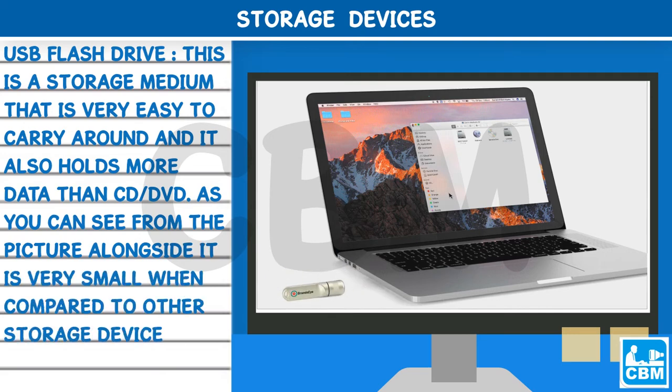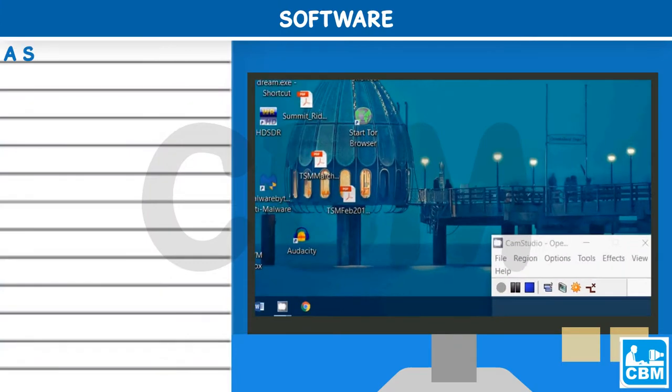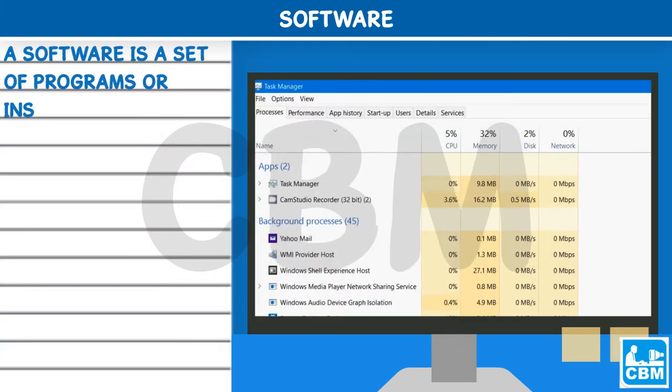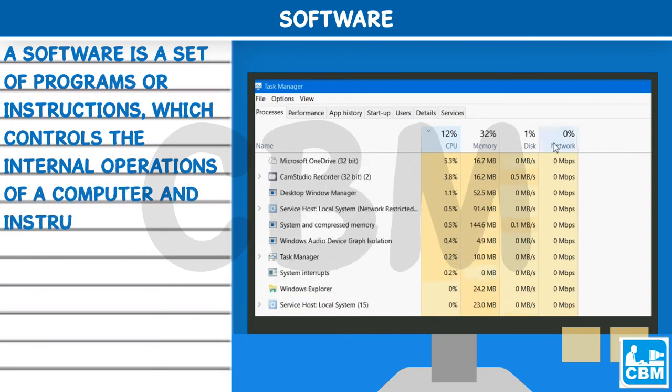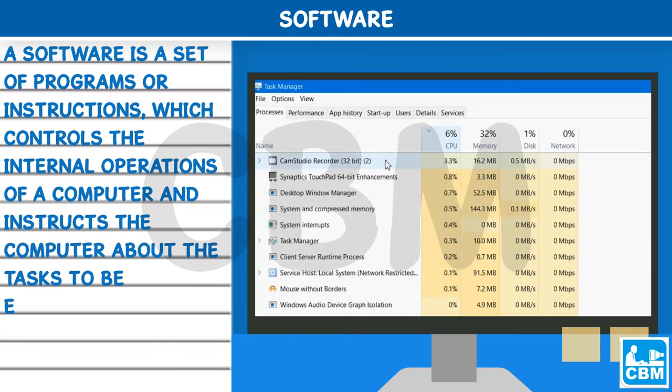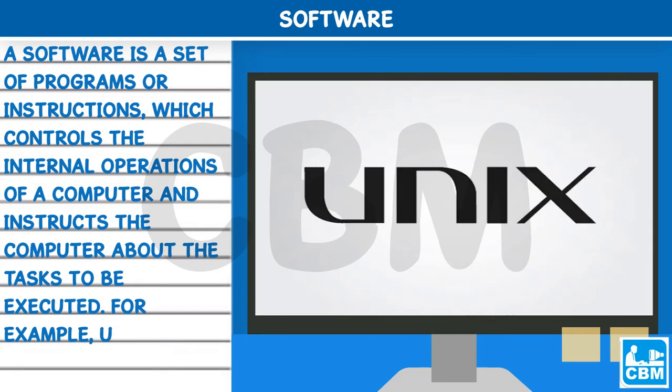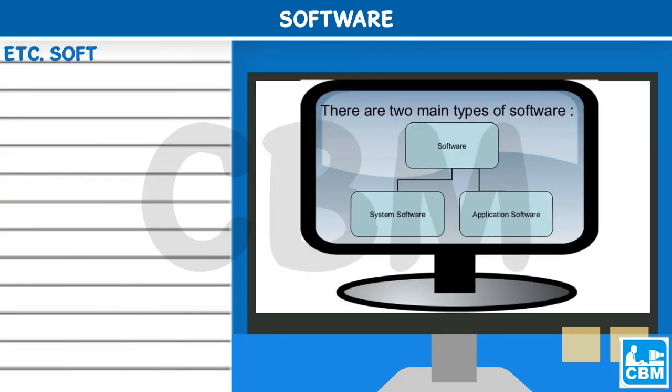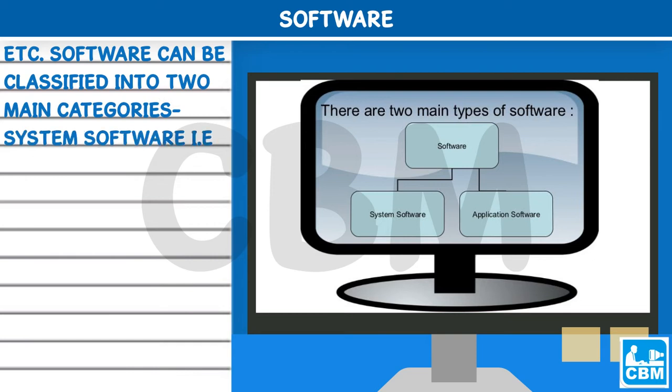Software. A software is a set of programs or instructions, which controls the internal operations of a computer and instructs the computer about the tasks to be executed. For example, Unix, MS Word, etc. Software can be classified into two main categories: system software, i.e. operating system, and application software.